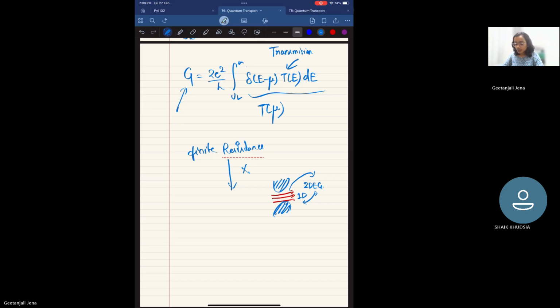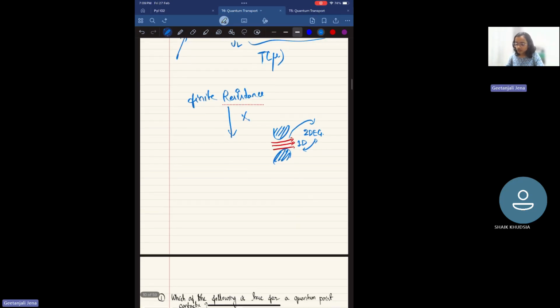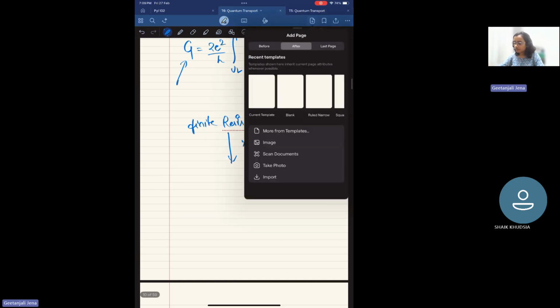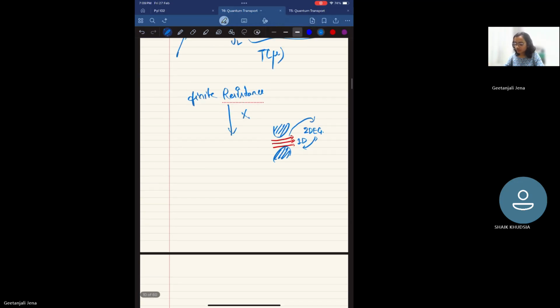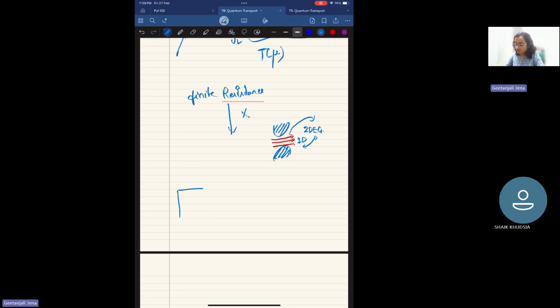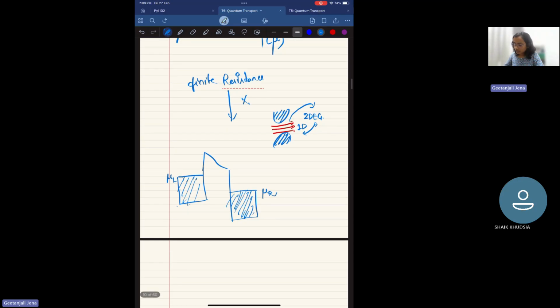So let us see. We have a source side and a drain side, and we're considering these as black boxes. We don't know what is inside, but we know this is the top of the electrostatic potential of the source and this is the drain.